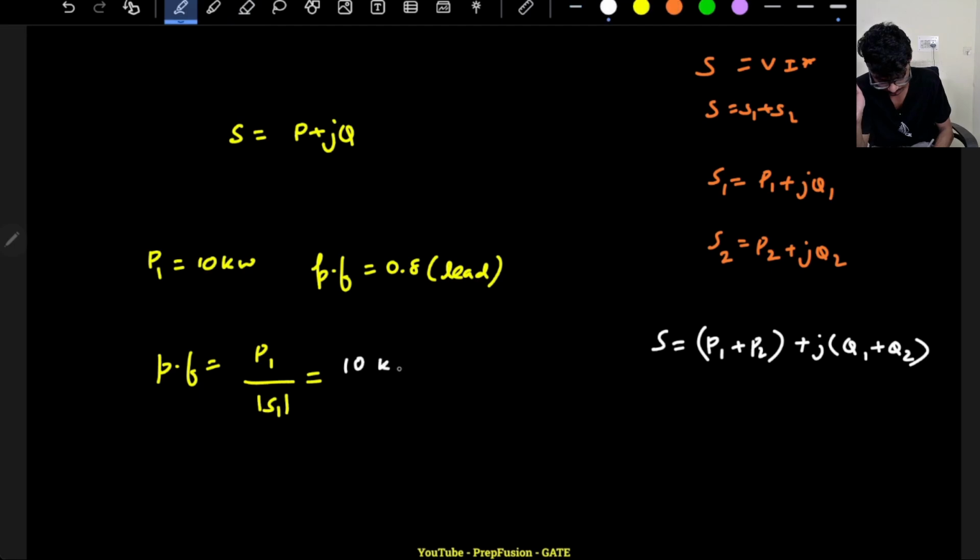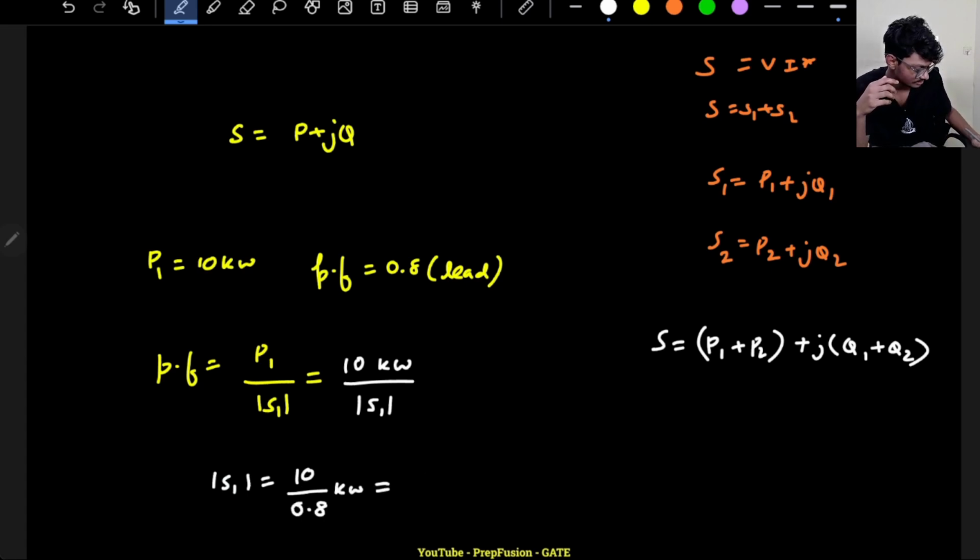divided by magnitude of S1. What is power factor? Power factor is 0.8. So magnitude of S1 will be simply 10 divided by 0.8 kilowatt. Okay. So 10 divided by 0.8, I think is 12.5, something like that. 12.5 kVA. So yeah, that is the case over here.